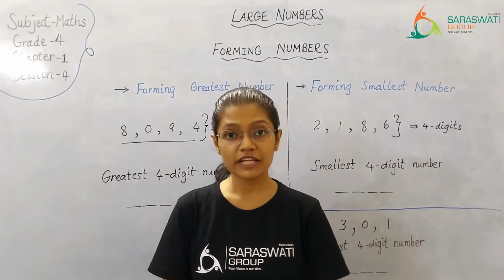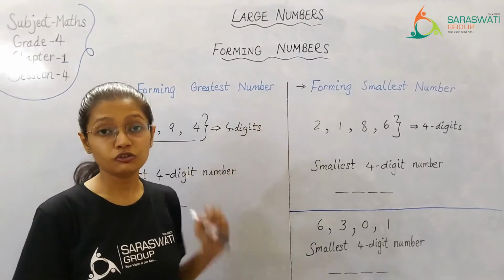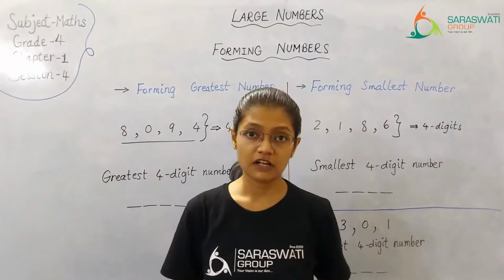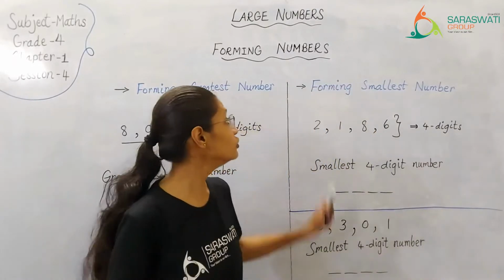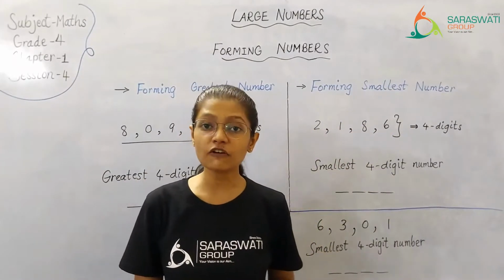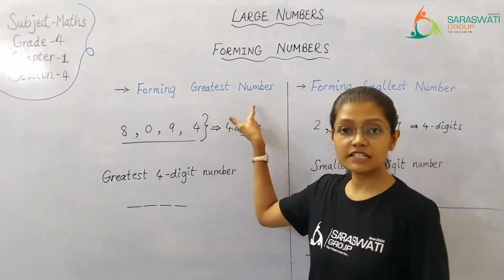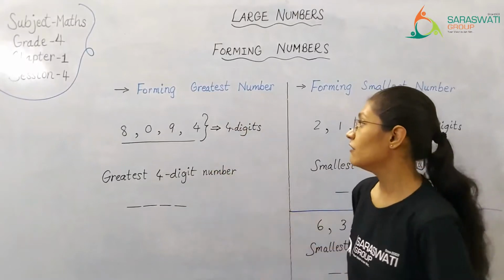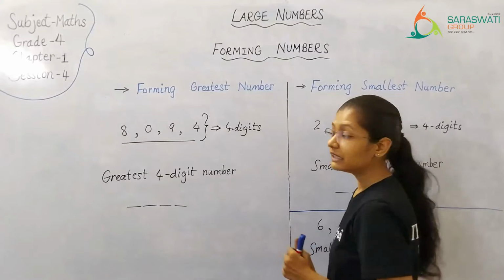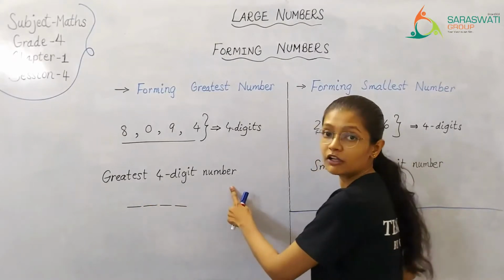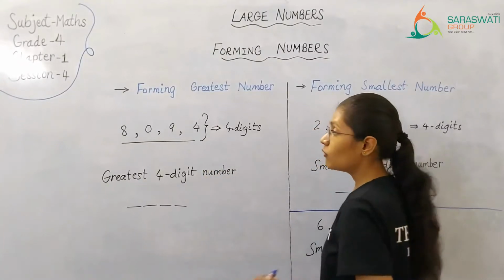So now, today let us have a look at the concept of forming numbers. So over here we have two cases, forming the greatest number from the given set of digits and forming the smallest number from the given set of digits. So let us have a look at this case, forming the greatest number. So over here we are given these 4 digits. Now to form the greatest 4-digit number using these 4 digits only once. So what will we do?